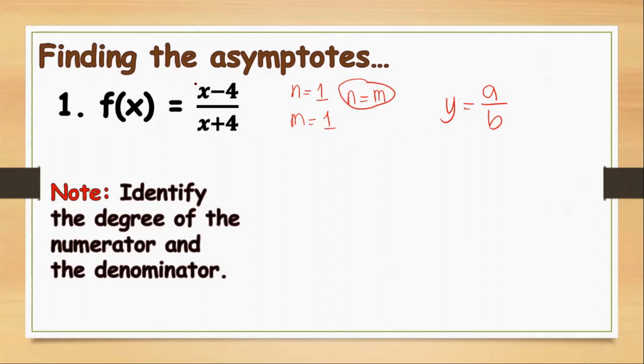Take note that the number here is 1. This is understood as 1x. And also below here in the denominator, it is also understood as 1x. So that is equal to 1 over 1. And 1 over 1 is equal to 1. And so, our horizontal asymptote is the line y equals positive 1.